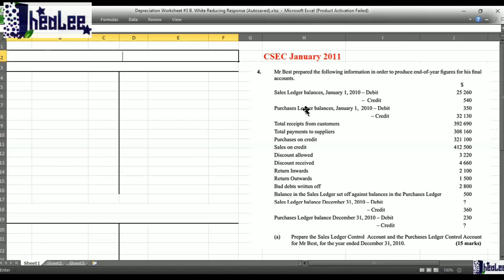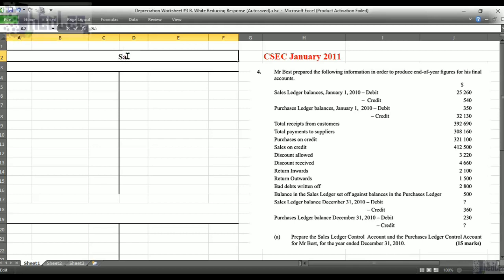So you're presented with Mr. Best, who prepared the following information in order to produce end of year figures for his final accounts. You're given a list of totals and balances coming from the ledgers. And you're asked to prepare the sales ledger control account and the purchases ledger control account. So while going through, I'll be explaining the reason you debit, the reason you credit, etc. You can do both accounts together.